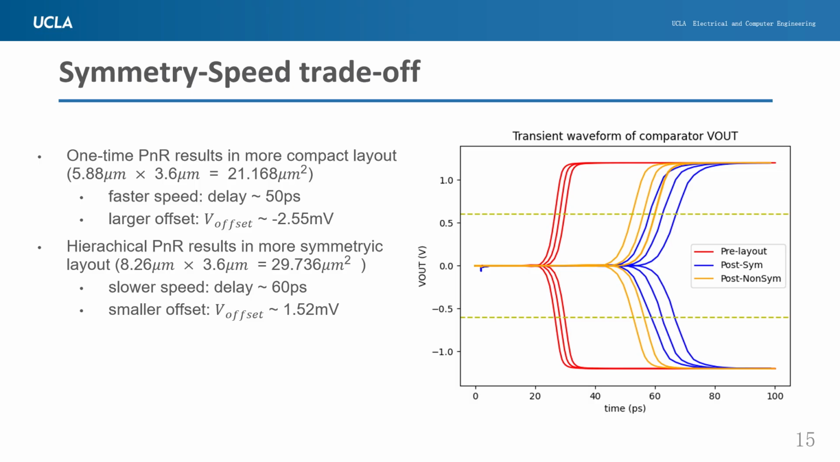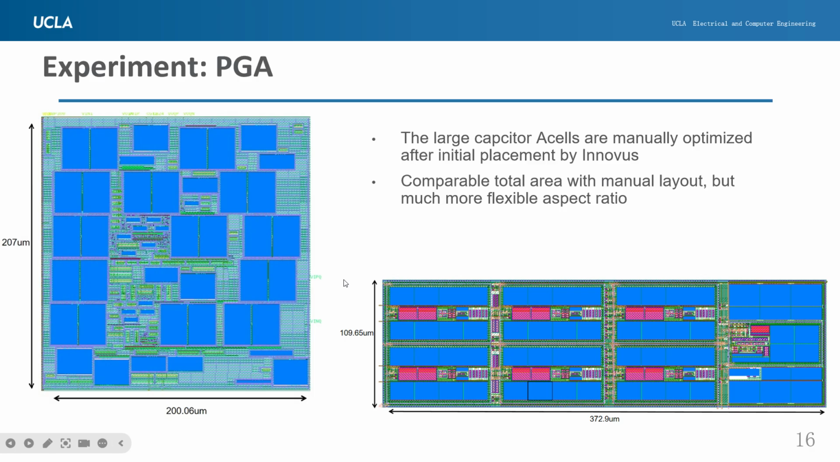We also did a one-time place and route to derive a non-symmetric layout just to demonstrate a symmetry and speed trade-off, because a one-time PNR actually results in a more compact layout, and this would also result in smaller parasitics and faster speed. And a hierarchical PNR will result in a more symmetric layout with smaller input offsets, but larger area consumption as well as larger delays. The next example is a programmable gain amplifier.